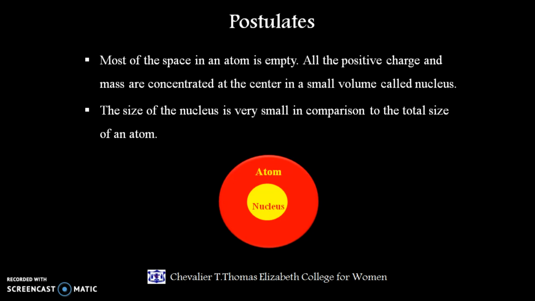Next, the size of the nucleus is very small in comparison to the total size of an atom. The radius of the nucleus is at least 10,000 times smaller than the radius of the atom. So, the majority of the volume of an atom is therefore empty space.